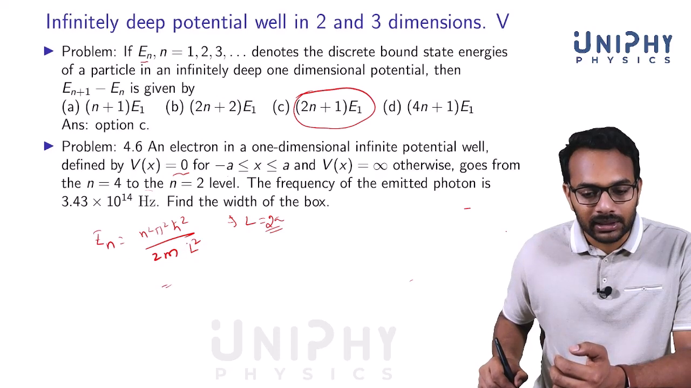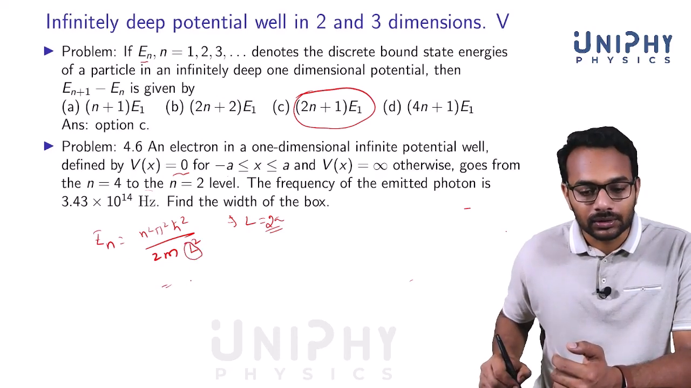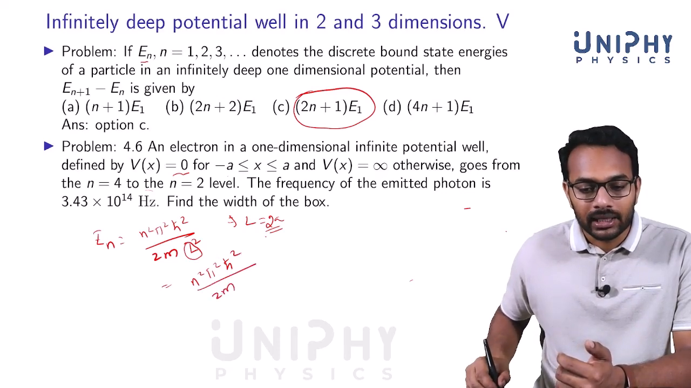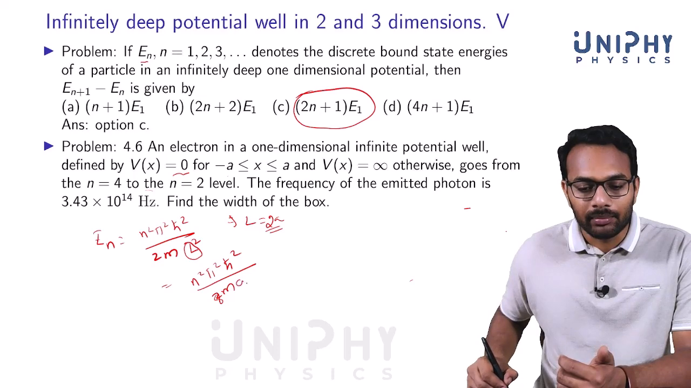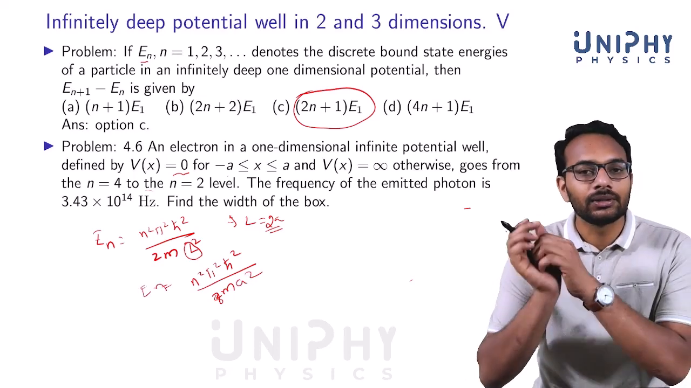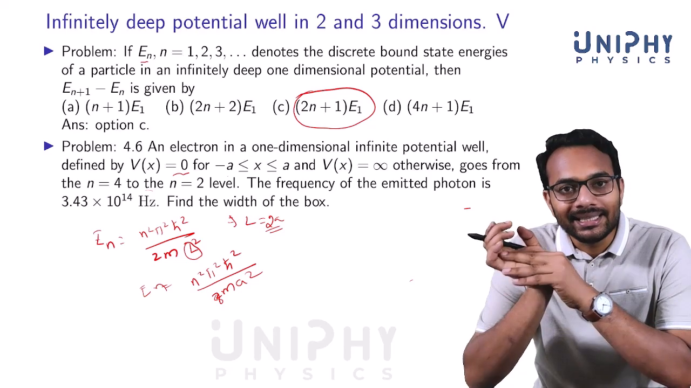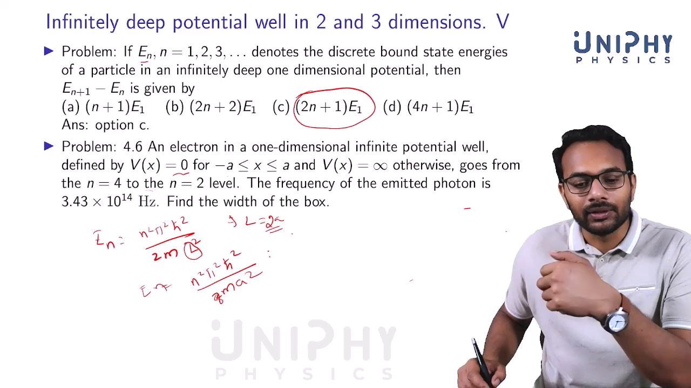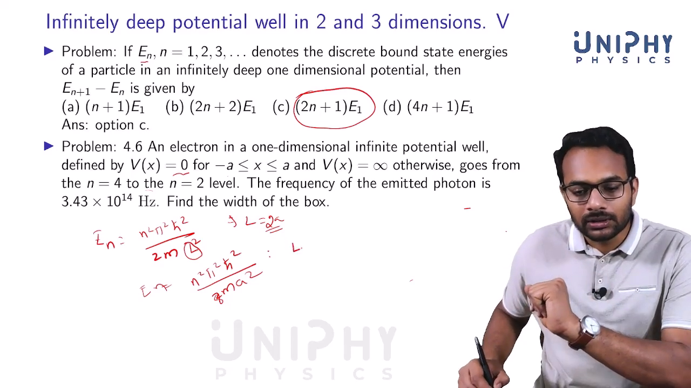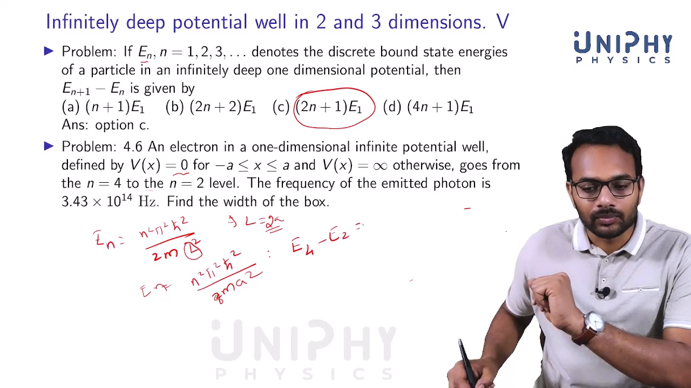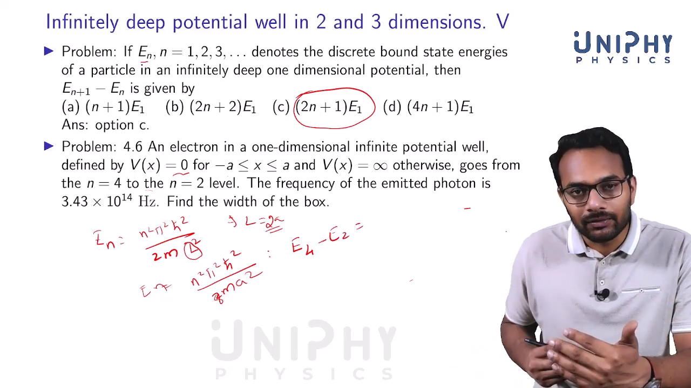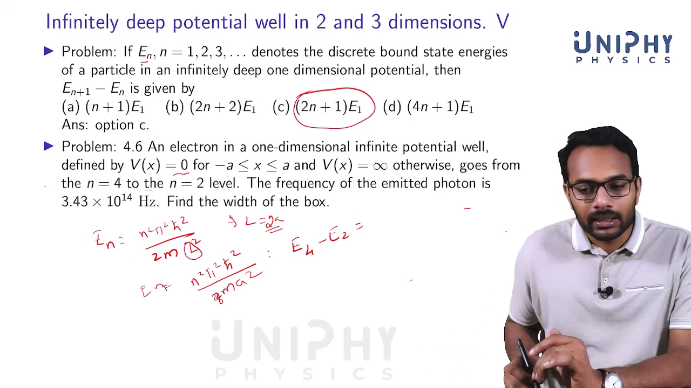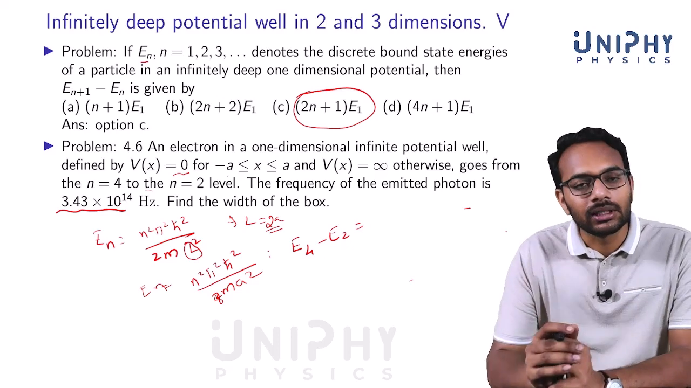Remember that whatever appears here has to be the width of the box. So this becomes n square pi square h cross square divided by 2m times 4a square, so that would be 8ma square. Alright, En would be n square pi square h cross square divided by 8ma square. Now we see that the transition is from n equal to 4 to n equal to 2. So E4 minus E2, that energy difference between these levels, goes out as a photon of frequency given, 3.43 times 10 raised to 14 hertz.